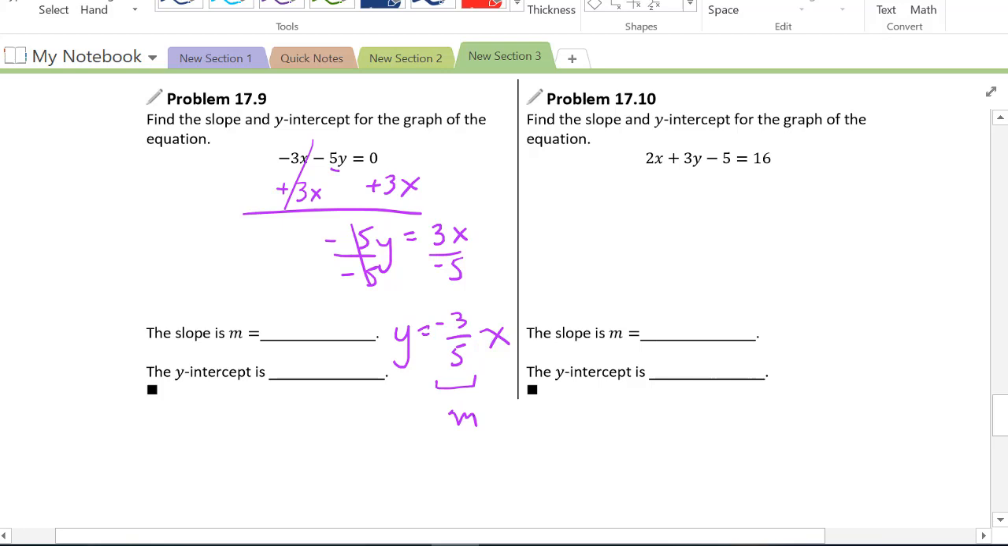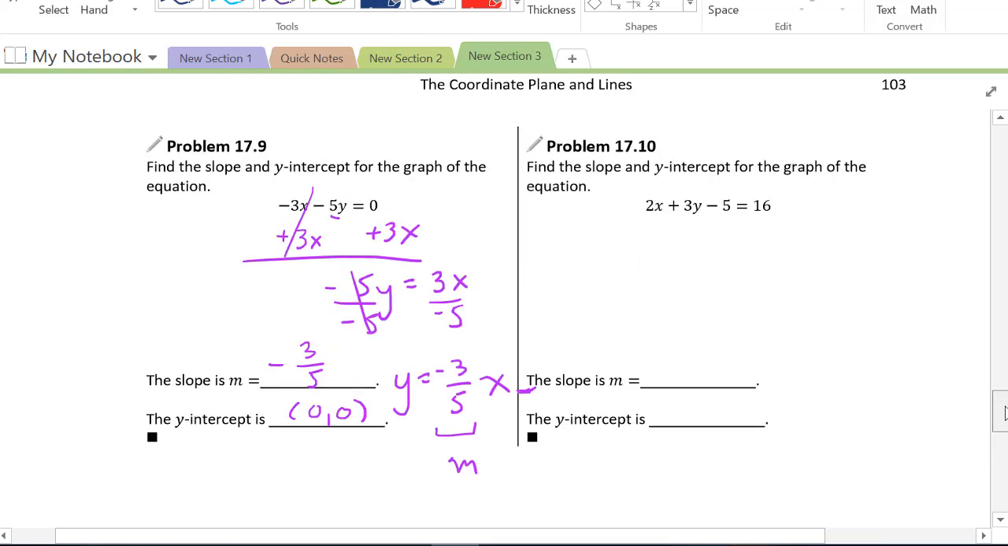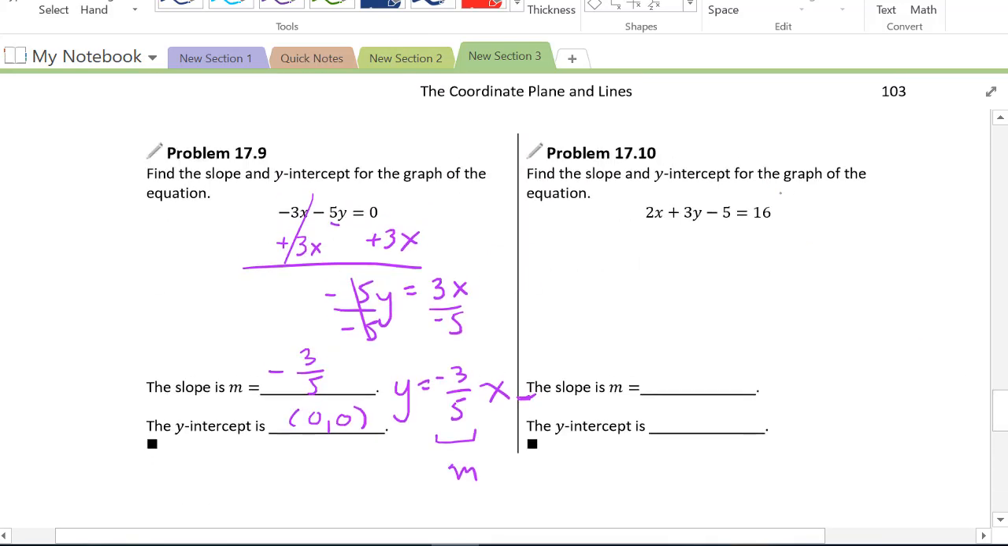Okay, and again, that's my m. And what's the y-intercept? There's nothing there, right? So your slope is negative 3 over 5. And your y-intercept, since there's no constant, is 0, 0, right? Remember that? The y-intercept here is 0, 0. Okay, let's look at the last one. So, the last one? Yes, it is.